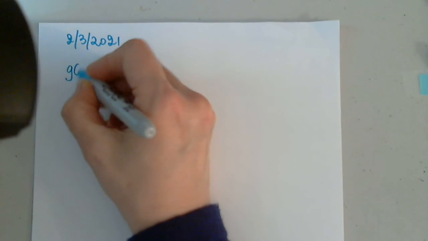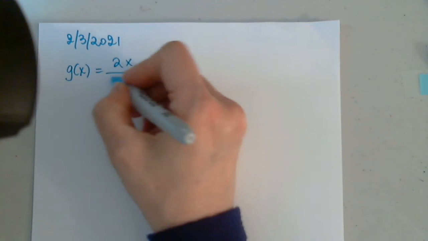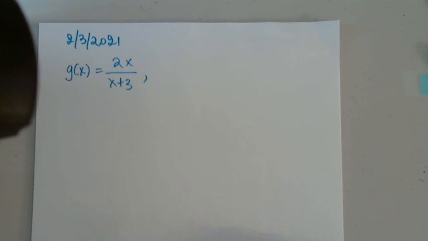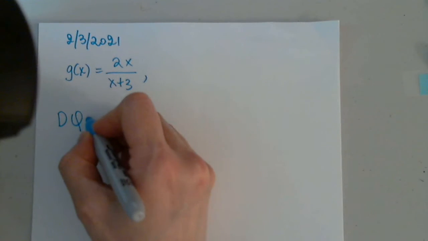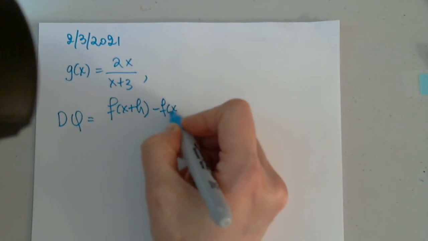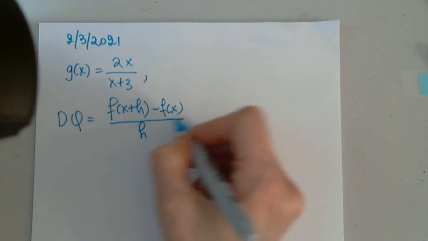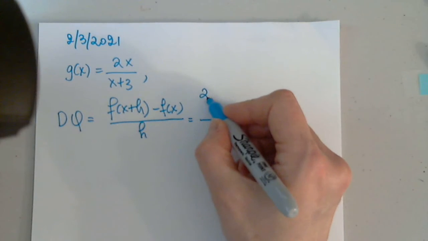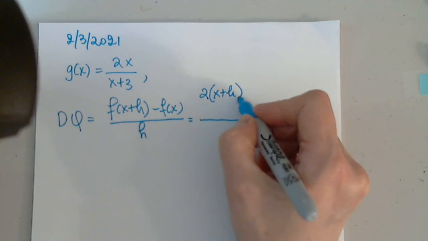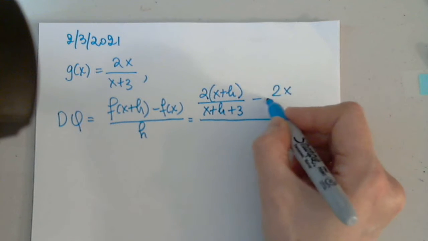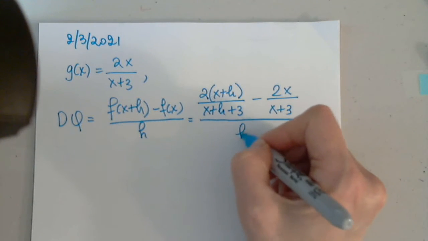Solutions anyway. Which one? Okay, so for g of x, 2x divided by x plus 3. The correct sequence of steps: I have to write the difference quotient, f of x plus h minus f of x, divided by h. I have to write this. The next step, equal symbol, I have to write 2 times x plus h over x plus h plus 3, minus 2x over x plus 3, divided by h.